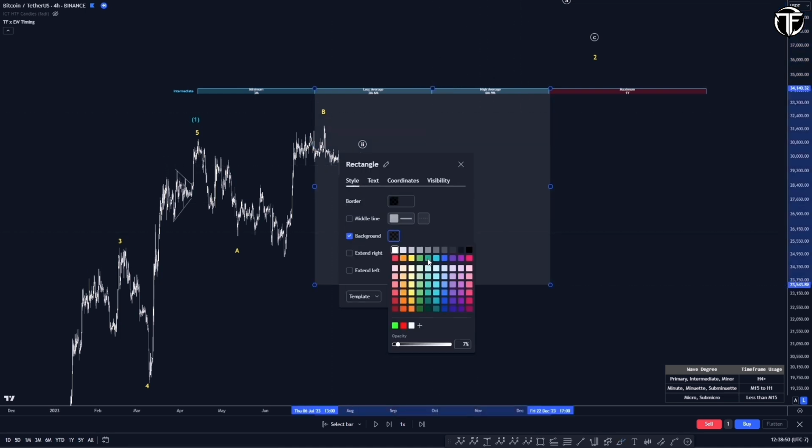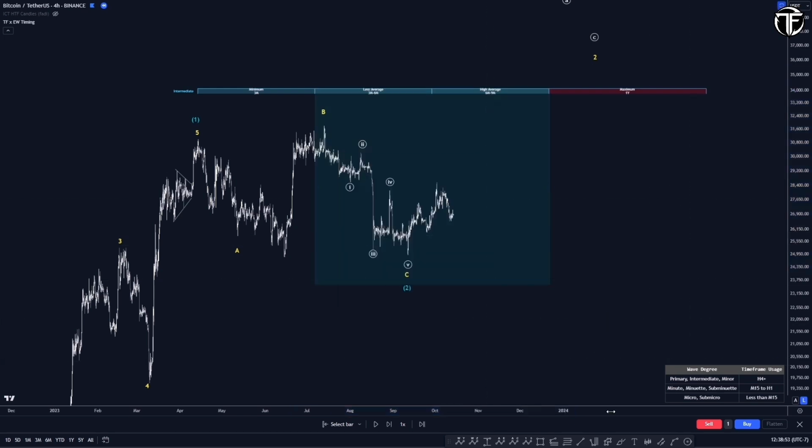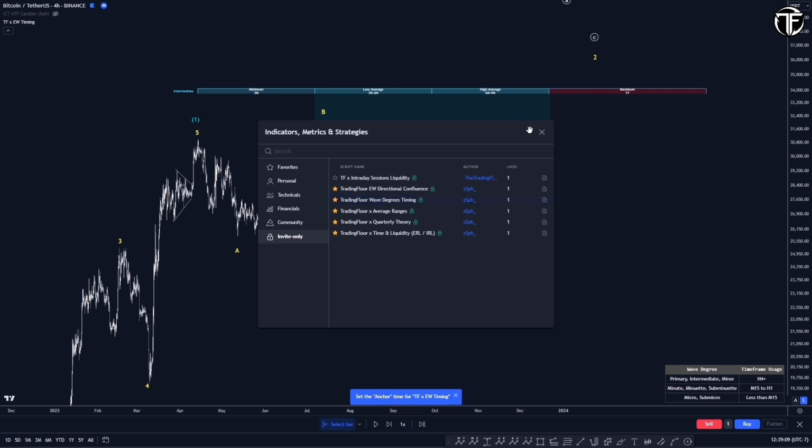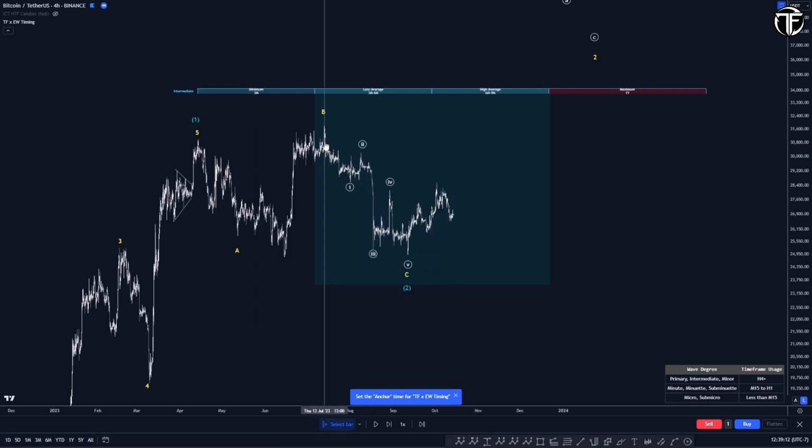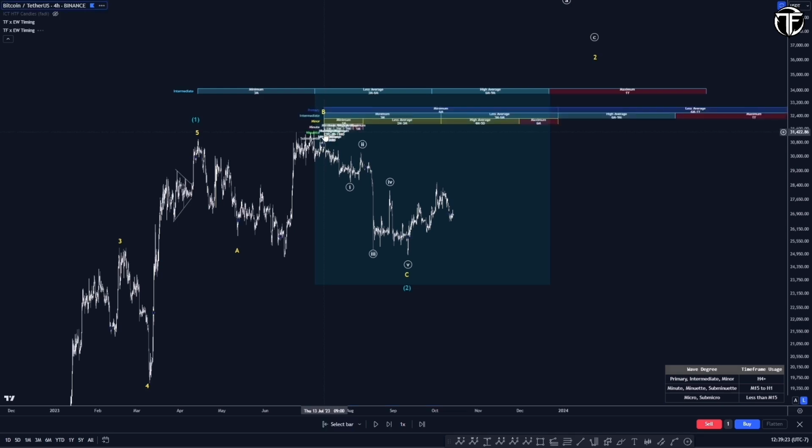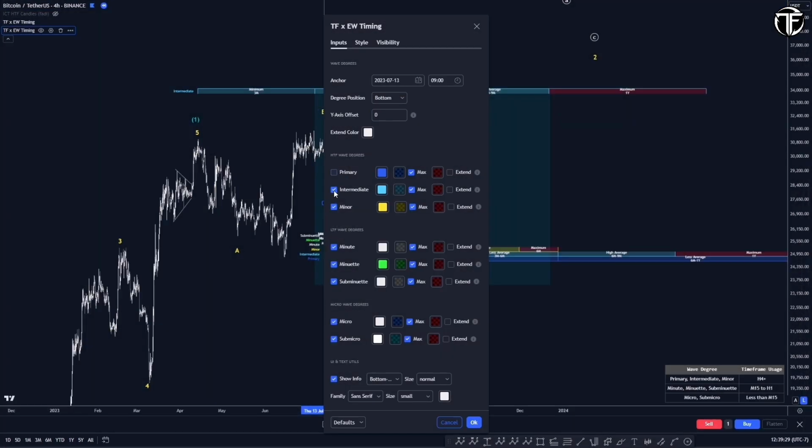Let me just mark it for simplicity as the corresponding degree. The next degree that we're looking at was a minor. So we're looking for the end of this minor correction. And the end of this is going to be the C wave. So we're going to look at the origin of it. So we're going to place our wave degree timing at the end of this wave B and the beginning of the wave C. Remember, they're always at the pivots, the end of a structure and the beginning of a new structure. We said this was a minor degree, so let's go ahead and just narrow it down to minor.